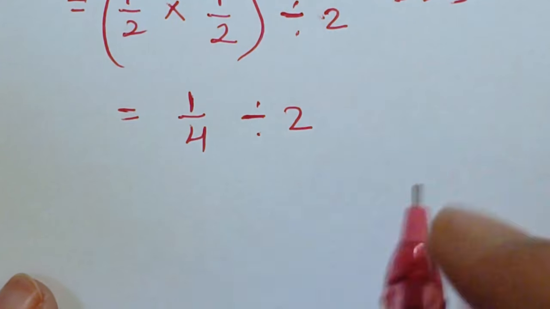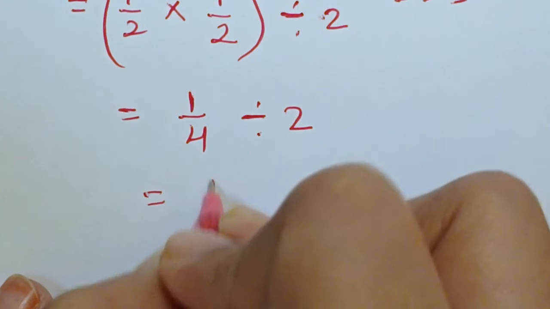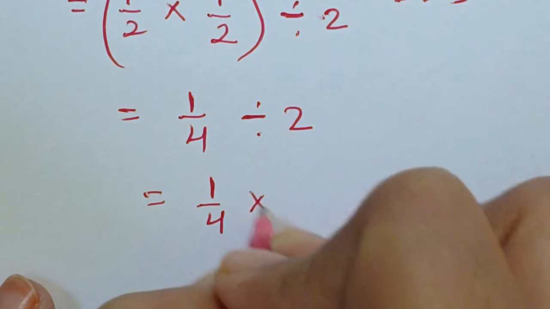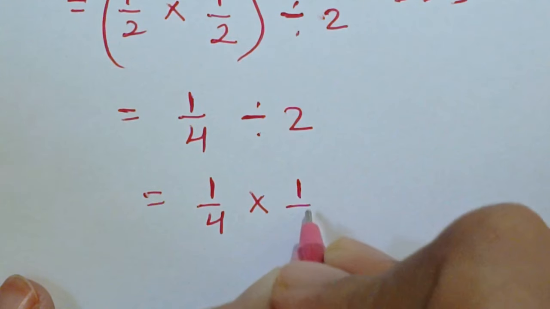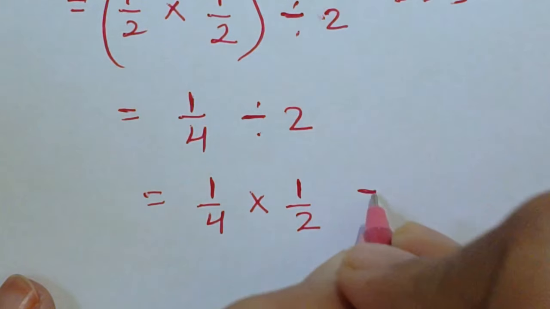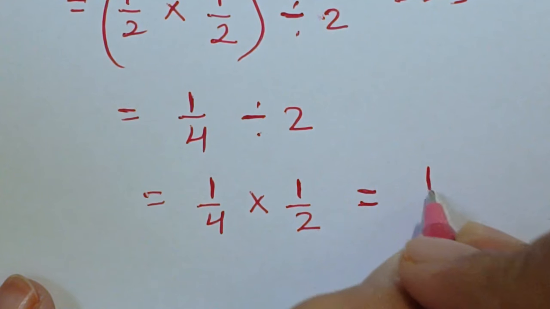Again, KCF rule: 1 by 4 as it is, this multiplication and this 1 by 2. So the final value is 1 by 8.